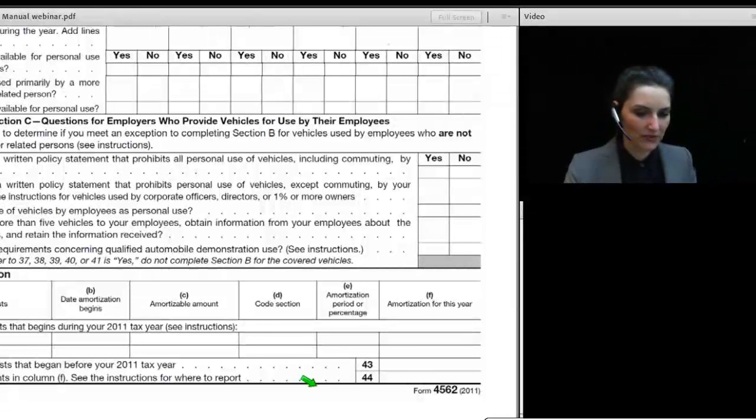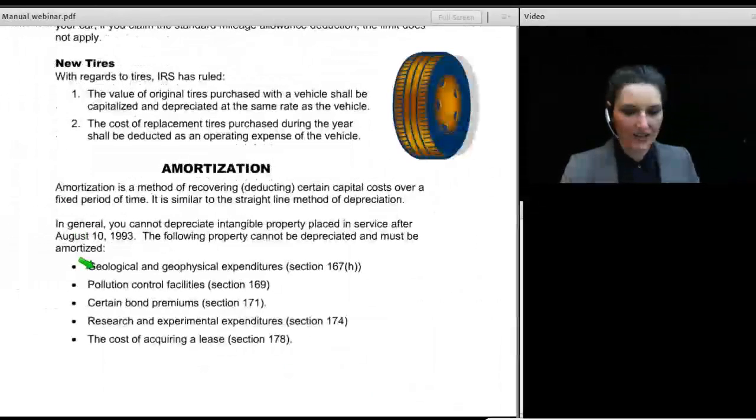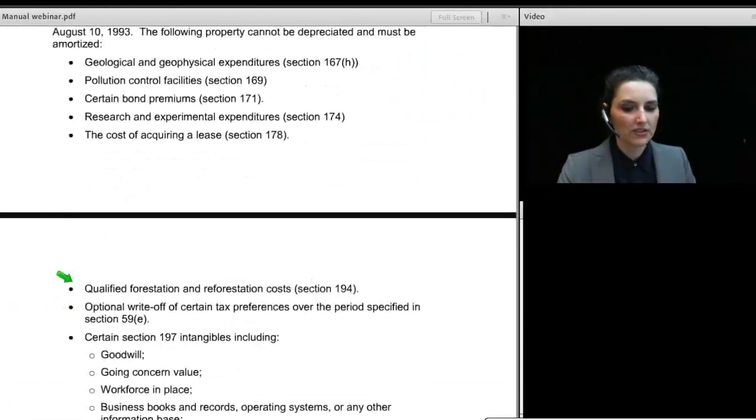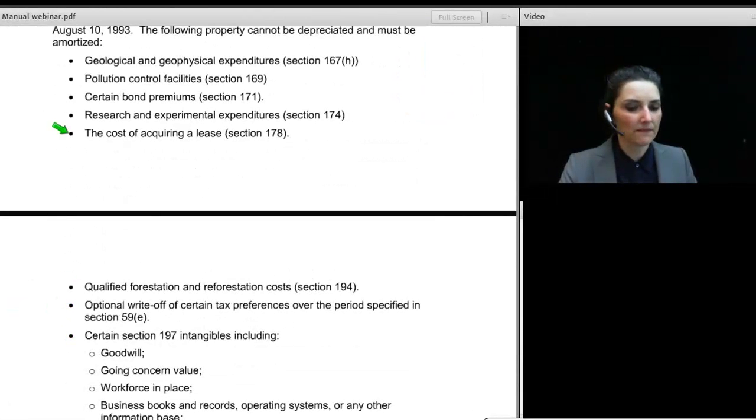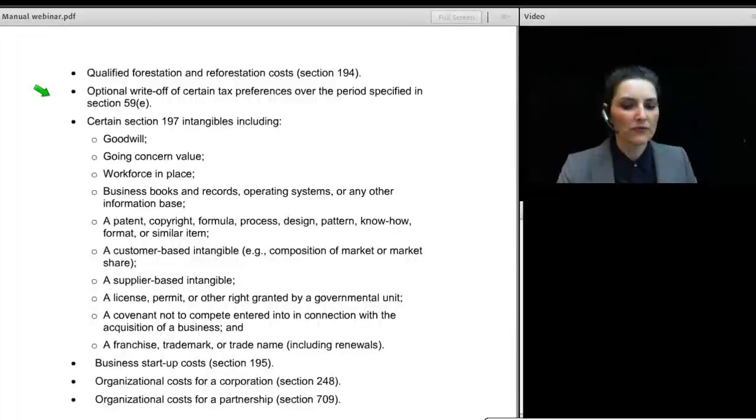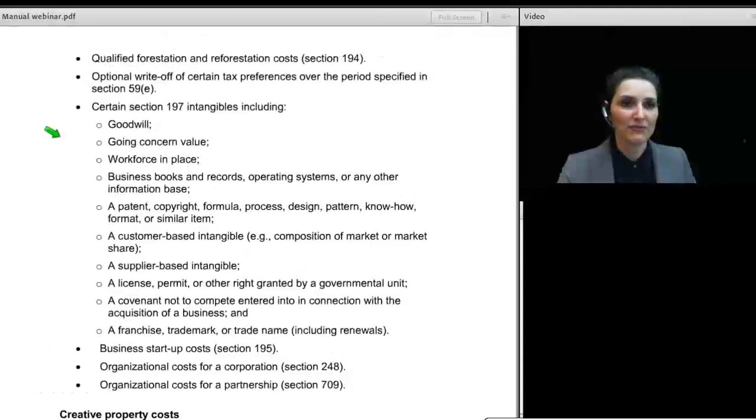What page was I on, folks? Thank you. All right. Next one in line is pollution control facilities. That's their section code. Then we have certain bond premiums, research and experimental expenditures, the cost of acquiring a lease, section 178. That has to be amortized. Interesting. Qualified forestation and reforestation costs, optional write-off of certain tax preferences over a period specified in section 59(e). I did not look that up. I don't know what that means. Maybe one of you knows.